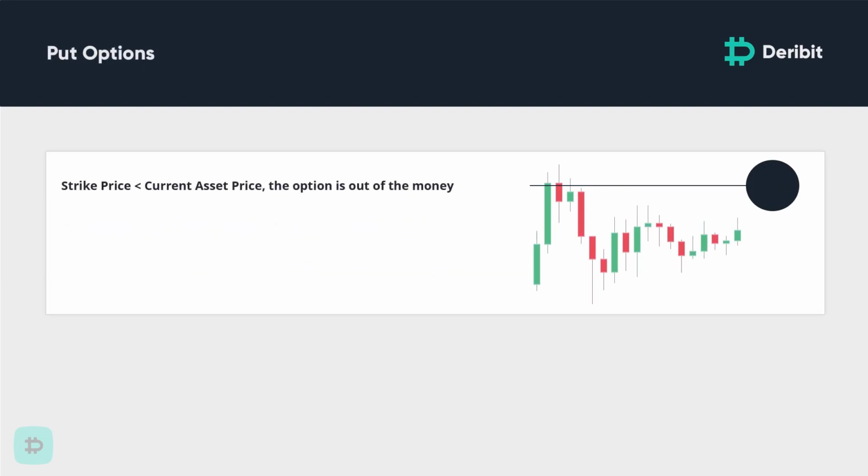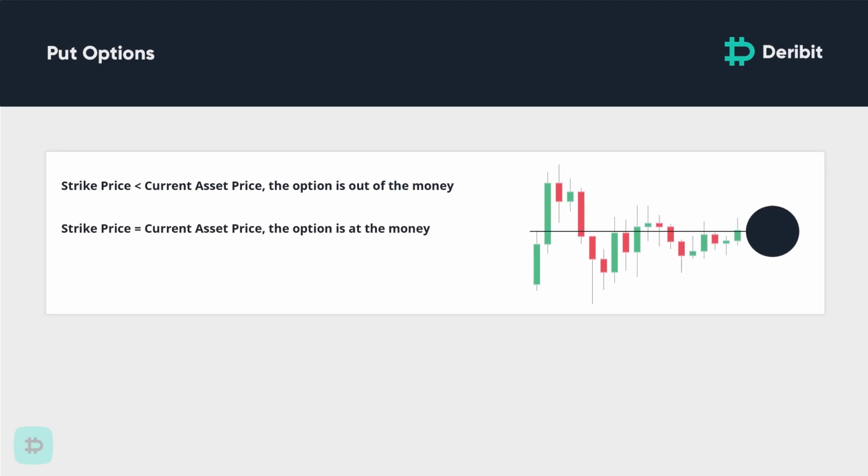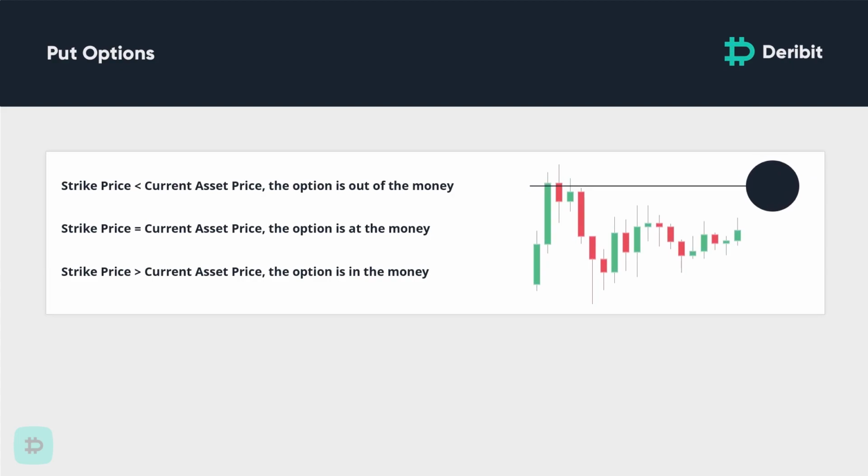For put options, when the strike price is less than the current asset price, the option is out of the money. When the strike price is equal to the current asset price, the option is at the money. And finally, when the strike price is more than the current asset price, the option is in the money.